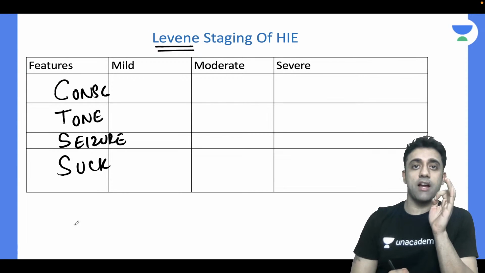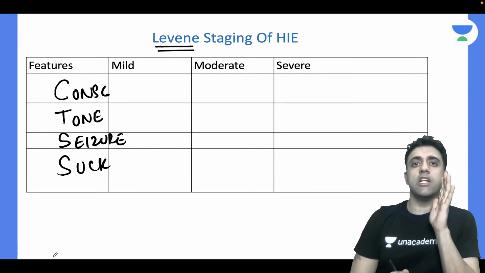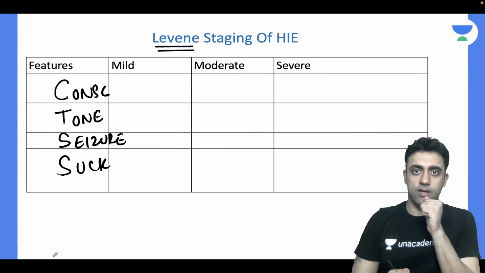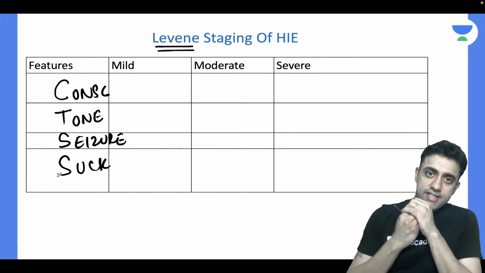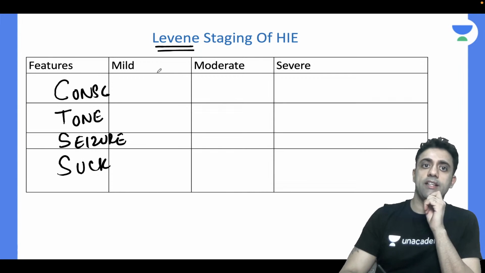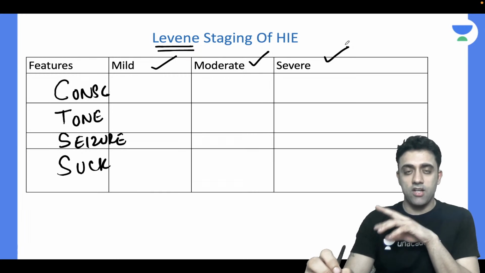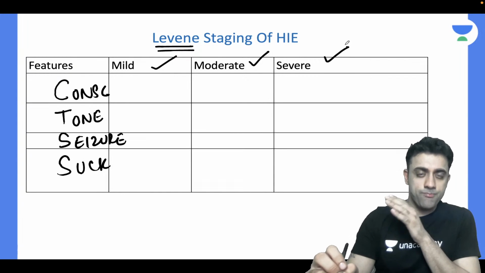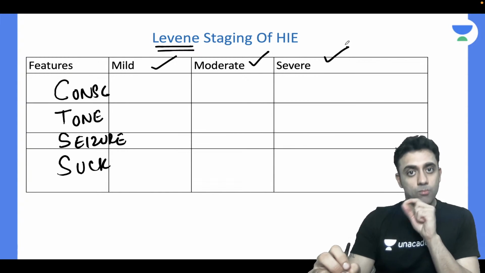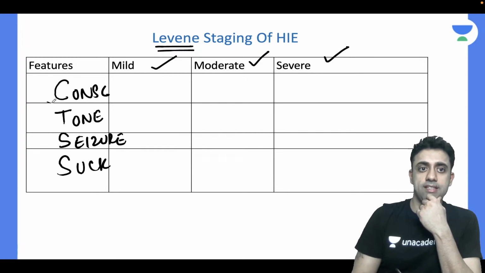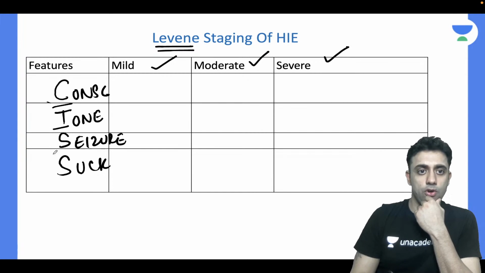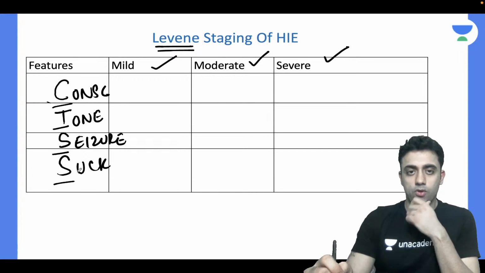If you understood this, you can cover difficult questions also, if they come in the NEET PG exam. So Levine staging is also for HIE. It is divided into mild, moderate and severe. Please remember, Sarnat was stage 1, stage 2 and stage 3, whereas Levine is mild, moderate and severe. The mnemonic is CTSS: consciousness, tone, seizure and suck.